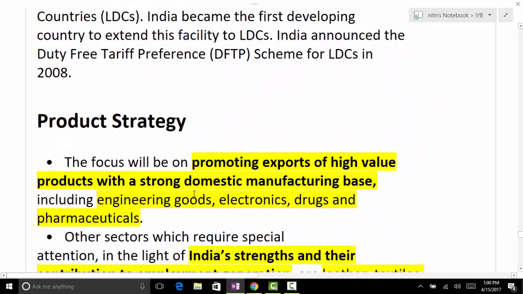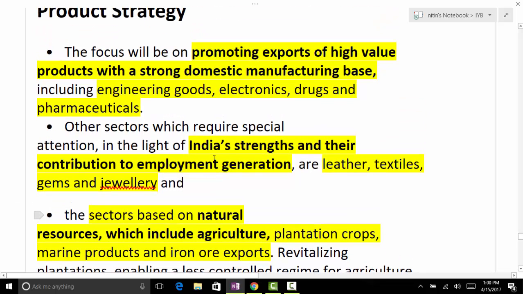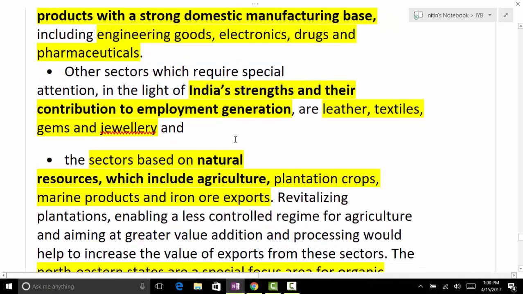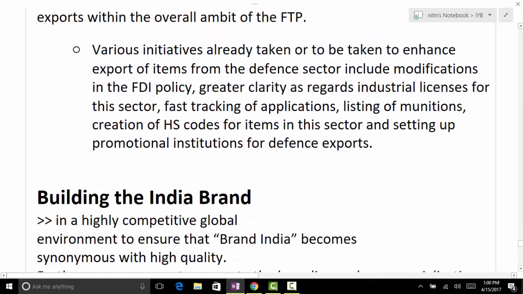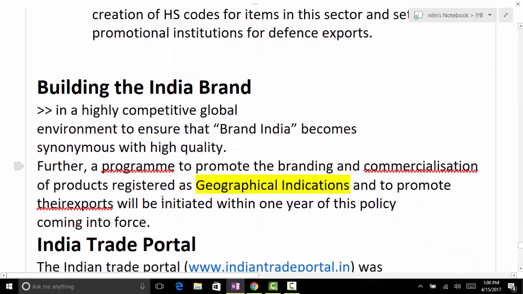That's all from this product strategy. So understand, three different kinds of products are focused on. First, a strong domestic manufacturing base. Second, contribution to employment. Third, natural resources. That is the product strategy. Building the India brand. So here it says Brand India should be seen with high quality.